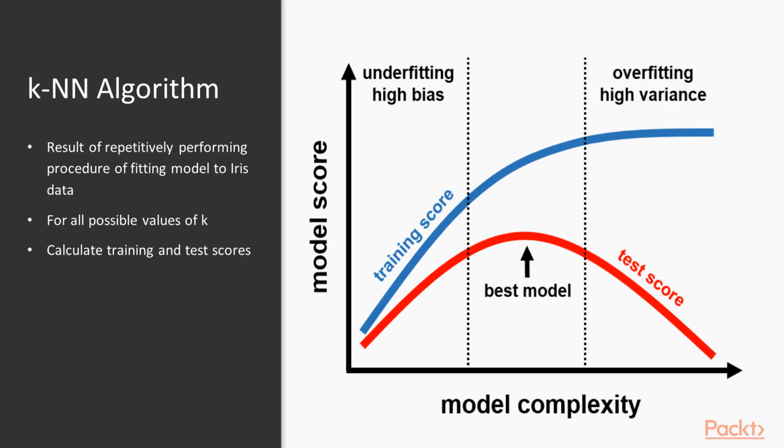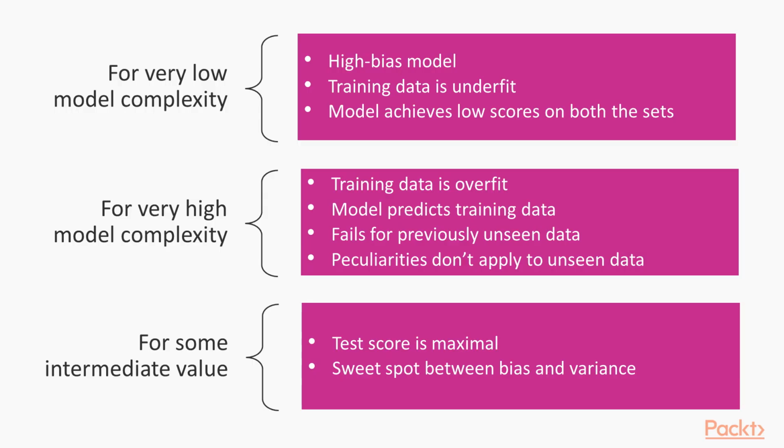Let's return to the KNN algorithm and the iris dataset. If we repeated the procedure of fitting the model to the iris data for all possible values of k, and calculated both training and test scores, the generated result will look something like this. Let's unpack the diagram. From this diagram, we can gather that there are three regimes in the model complexity landscape. So the first regime is, for very low model complexity, a high bias model, the training data is underfit. In this regime, the model achieves only low scores on both the training and test set, no matter for how long we trained it.